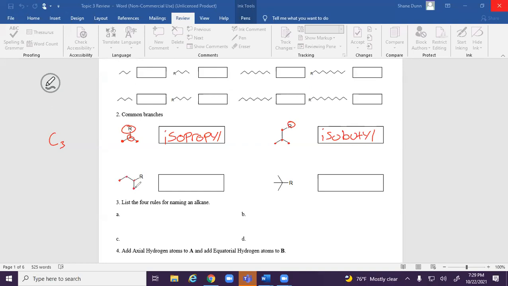1, 2, 3, 4. Now butyl, it's not iso, this is sec. What does sec mean? It means secondary. You bond and form a secondary carbon. Instead of a tertiary carbon, you make a secondary. This right here is a tertiary carbon because it has three carbons bonded to it. This guy is a secondary carbon. So it makes a secondary. That's why it's called sec-butyl.